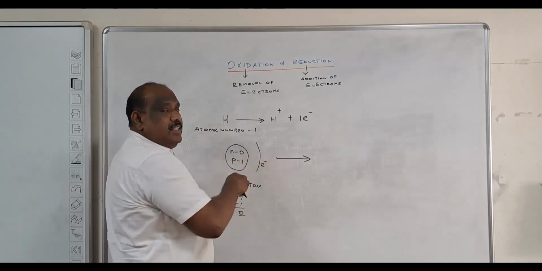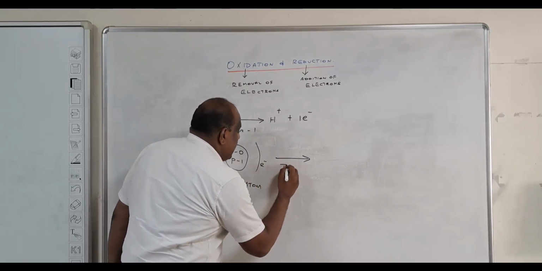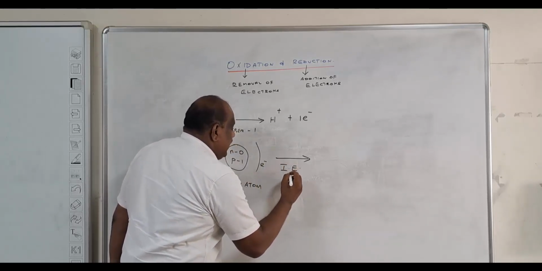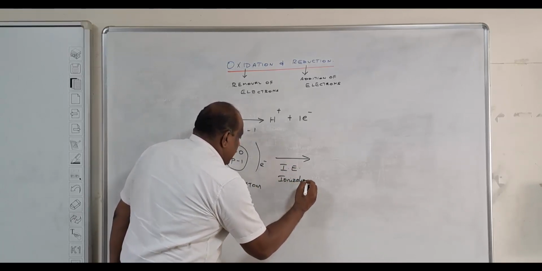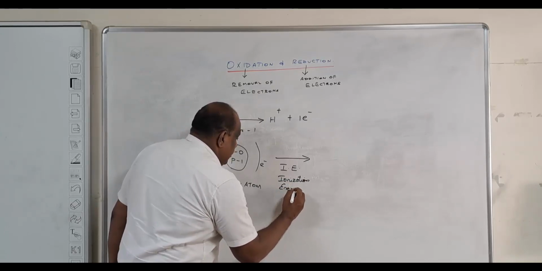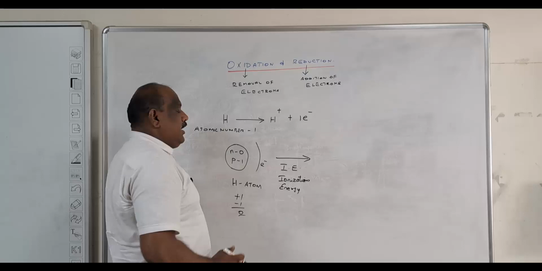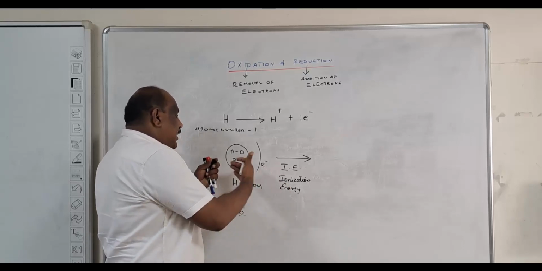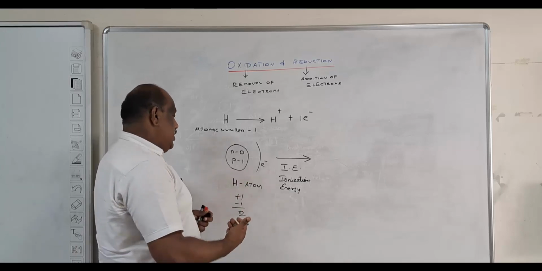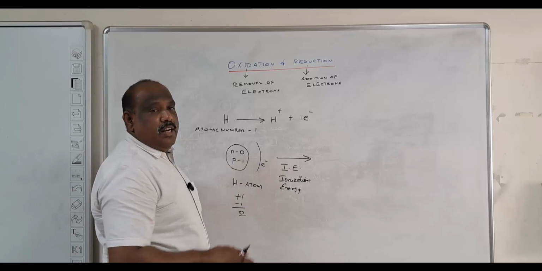Now I want to remove this electron by supplying external energy. That energy is called ionization energy, IE. Why do I want to supply this energy? Because this electron is attracted by this proton, as they have opposite charges. So we need to supply energy to remove this electron. Then only can we remove it.